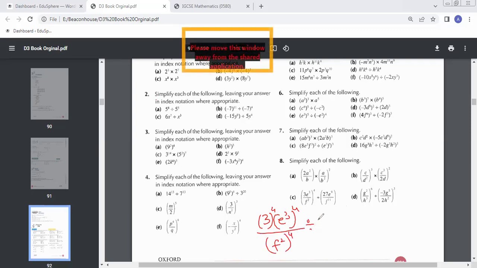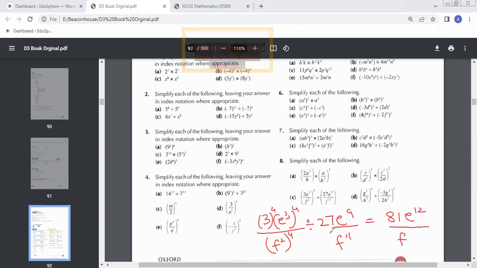Then it comes divide 27, E9, and F11. At this stage, what we will be doing, we will apply the power, so it will become 3 power 4 is 81. E power 3 4s are 12 over F 2 4s are 8. Now there is division and then 27, E9, F11. Now I'm doing the rest of the part on the top here.